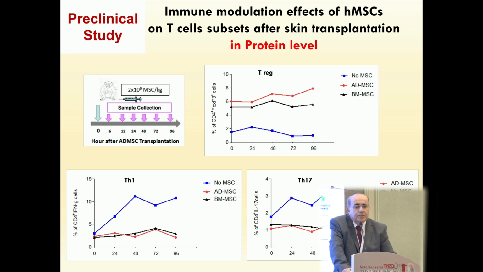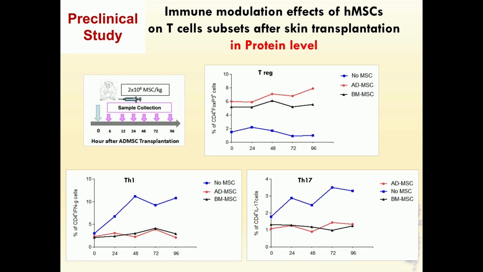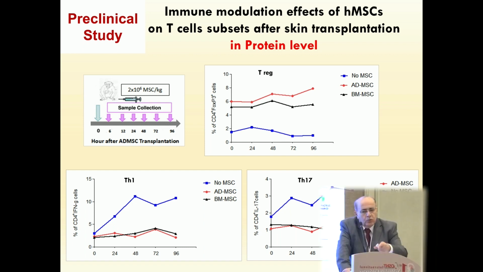As you can see here, in this study, they evaluated this effect in two ways, protein level and mRNA level. In protein level, we can see here up that Treg cells increased in those who received adipose-derived mesenchymal stem cell or bone marrow-derived mesenchymal stem cell, while in those who did not receive them, Treg cells remain low.